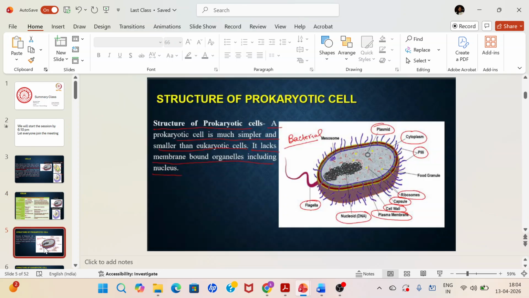Then we learnt about the prokaryotic cell, particularly that a prokaryotic cell is a much simpler and smaller cell than eukaryotic cells. Eukaryotic cells are more complex. It lacks membrane bound organelles including the nucleus. So it lacks those membrane bound organelles.